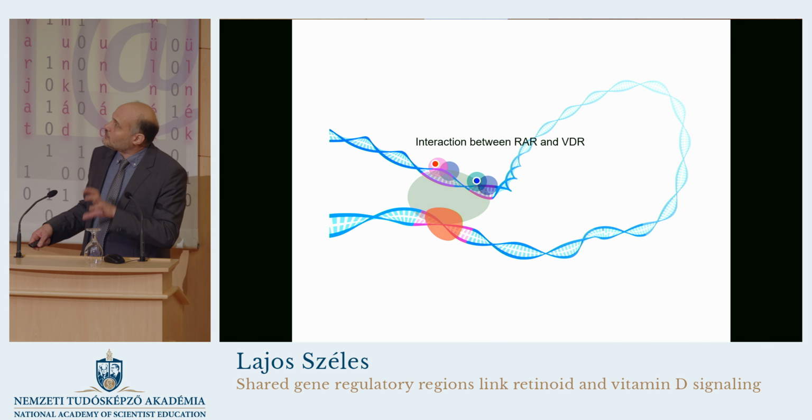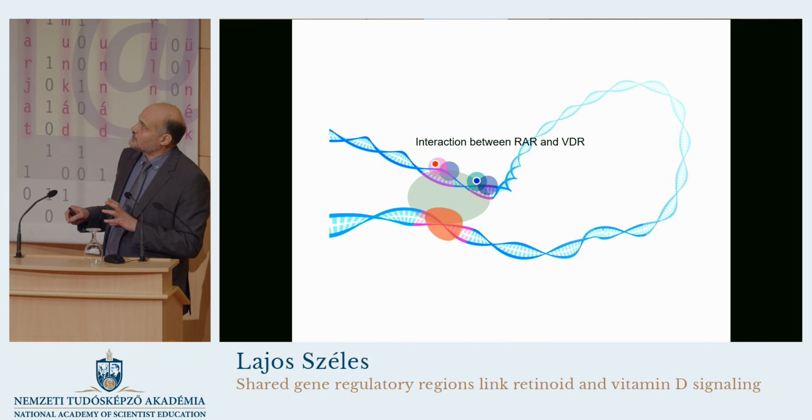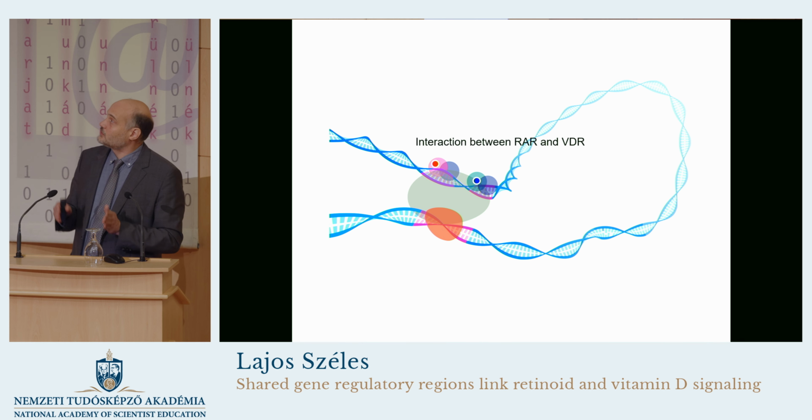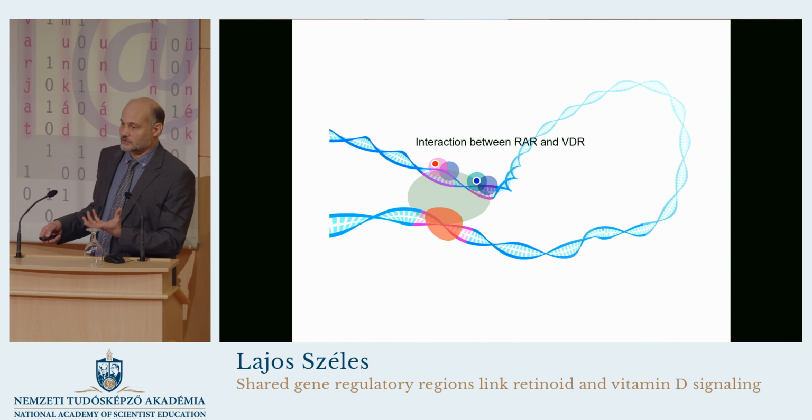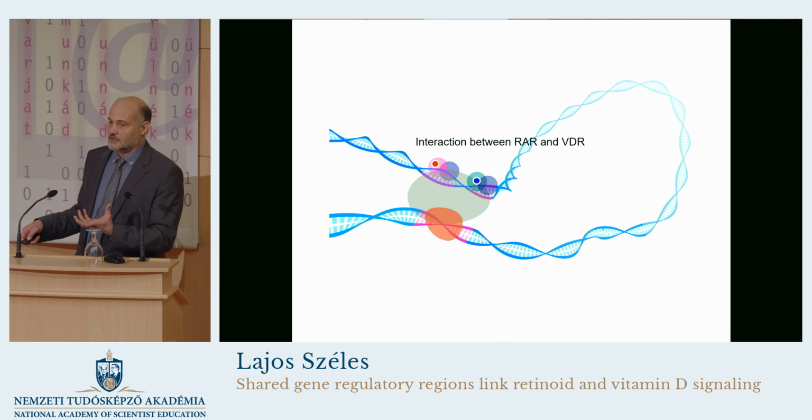So our question was whether there is interaction between the two types of receptor, retinoic acid receptor and vitamin D receptor, how they can act together, and how they can cooperate at the level of the chromatin.